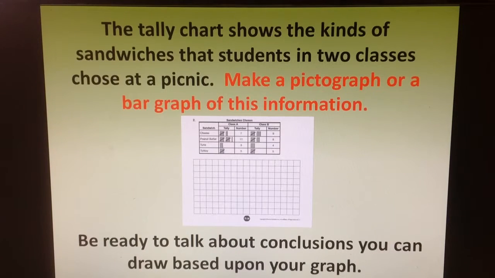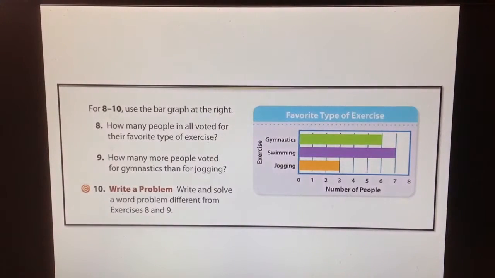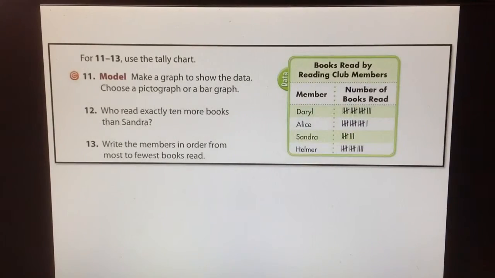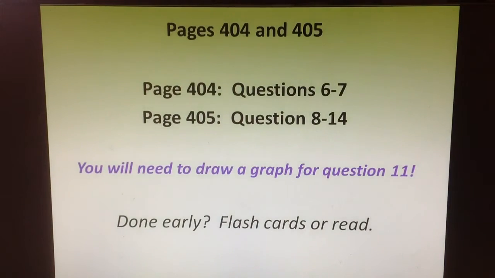Okay, then we looked at this and made a pictograph based on the information here. We looked at a couple of the questions we were going to work on in the book, just to preview them. We talked about how we were going to make a pictograph or a bar graph. And that was it for today.